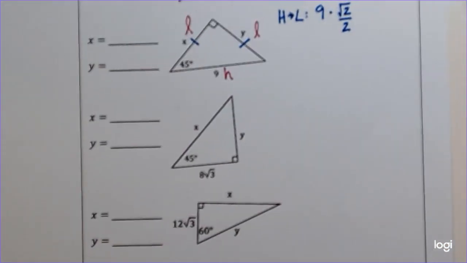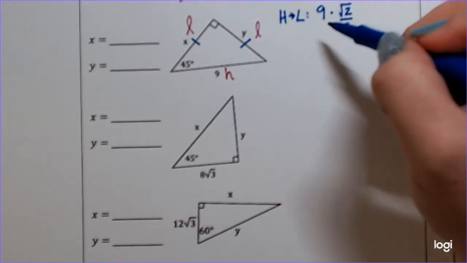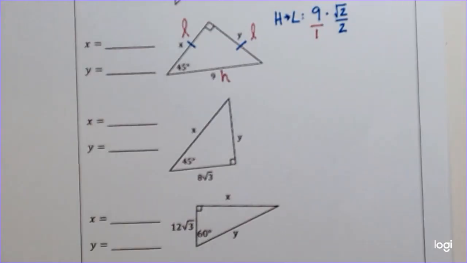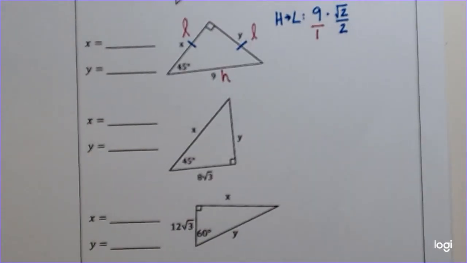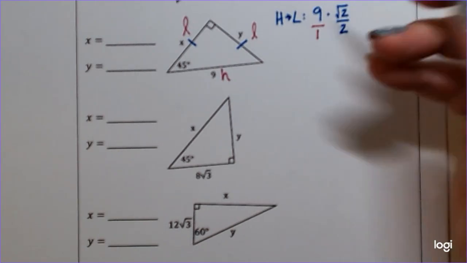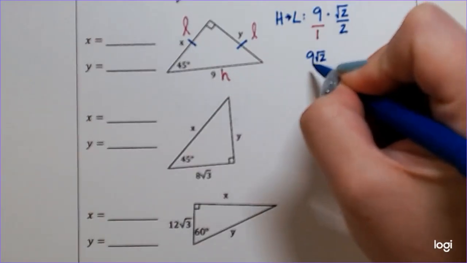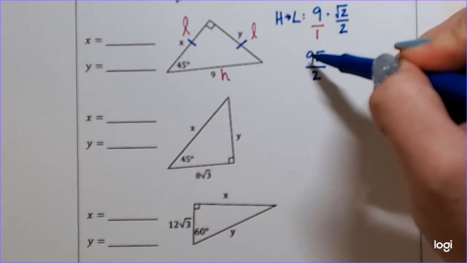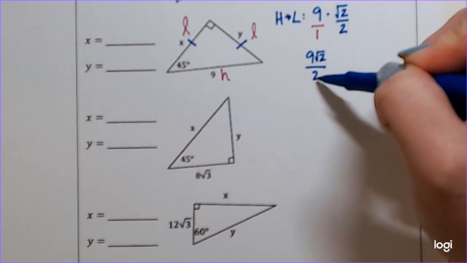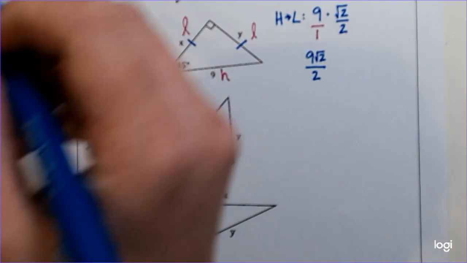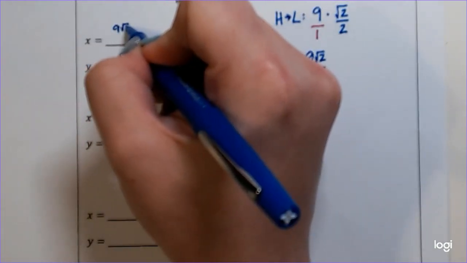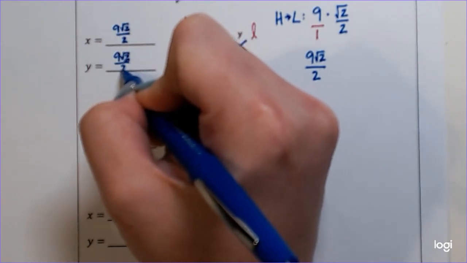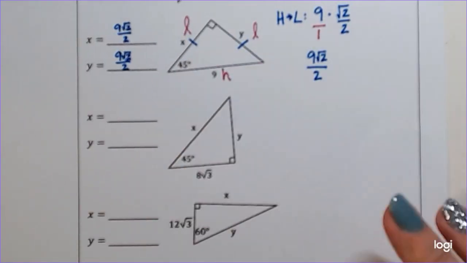A lot of people see fractions and they start freaking out, but remember, we can make anything into a fraction by placing it over 1. And multiplying fractions is pretty straightforward. You do top times top over bottom times bottom. Then we try to simplify. 9 cannot be divided by 2, so this is our final answer for both, because they're exactly the same, because it's a 45-45-90.